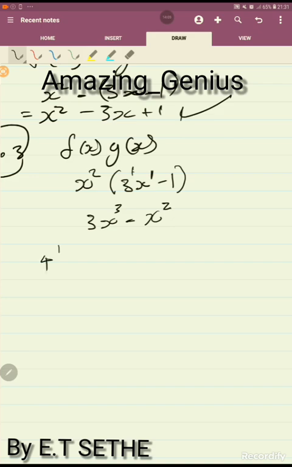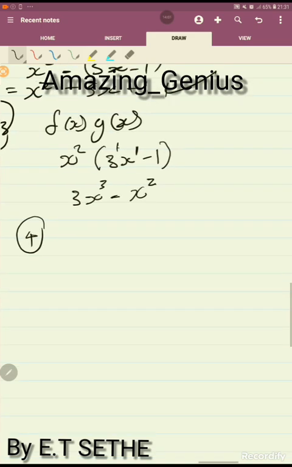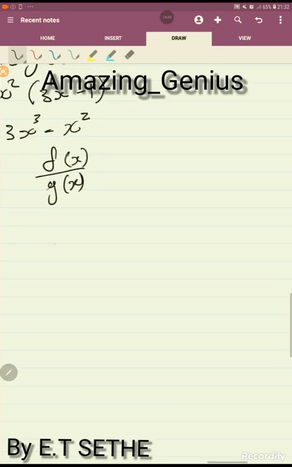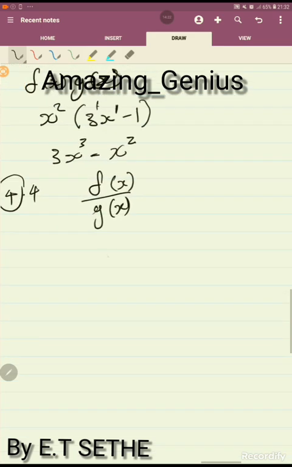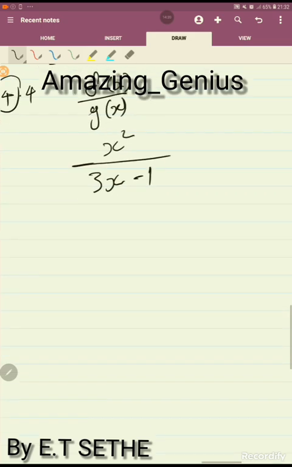So we have 4.4. We have f at x over g at x. Therefore, this just says we have x squared over 3x minus 1. That's your final answer. You cannot go any further here. You are done. Do not go further. They never said solve, so you are done there.